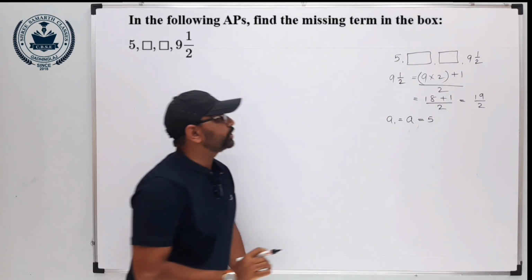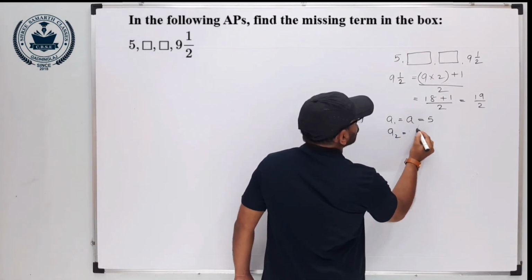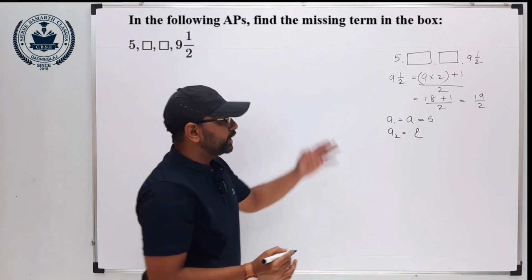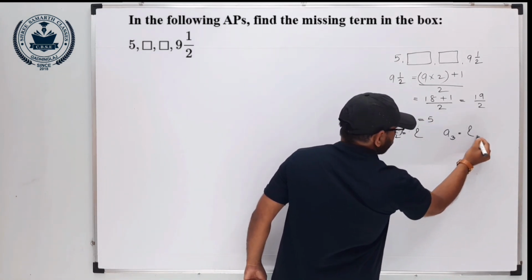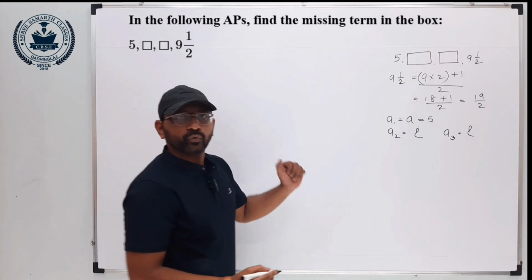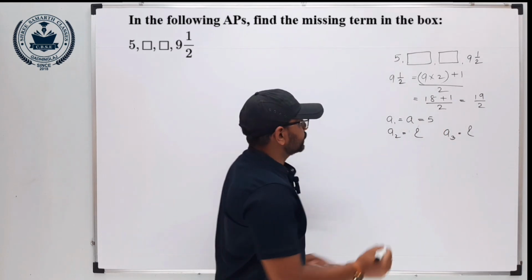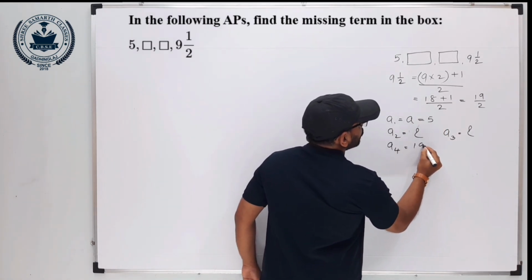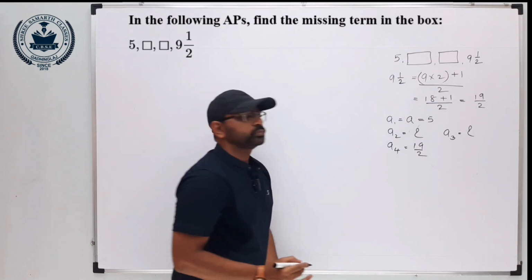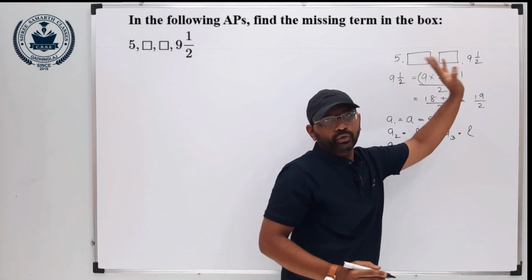So we have the first term a1, which is nothing but a, equal to 5. The a2 is unknown, which we have to find out. a3 is also unknown, as well as a4, but we have converted the mixed fraction into the improper fraction. What is that? a4 is equal to 19 upon 2.